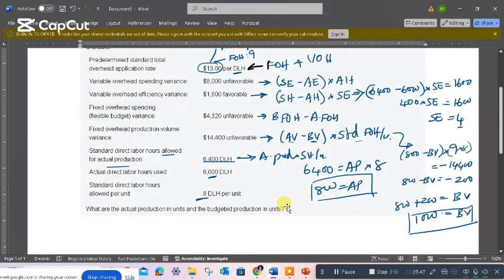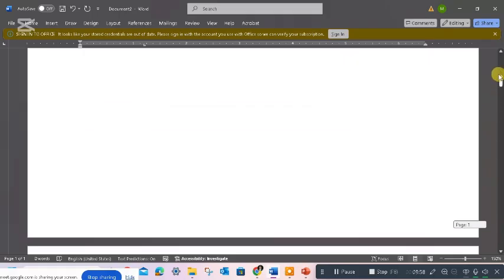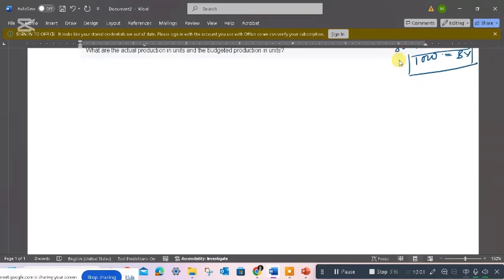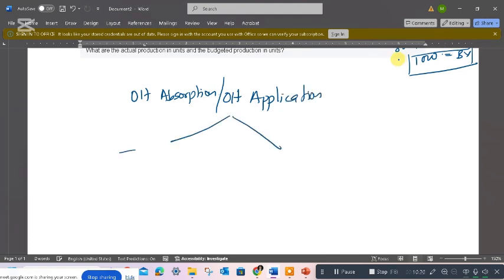Let me first explain that, then we will proceed. Overhead absorption means charging overheads to the products, or they call it overhead application, whatever. There are two methods. One is the traditional method, the other one is activity based costing.